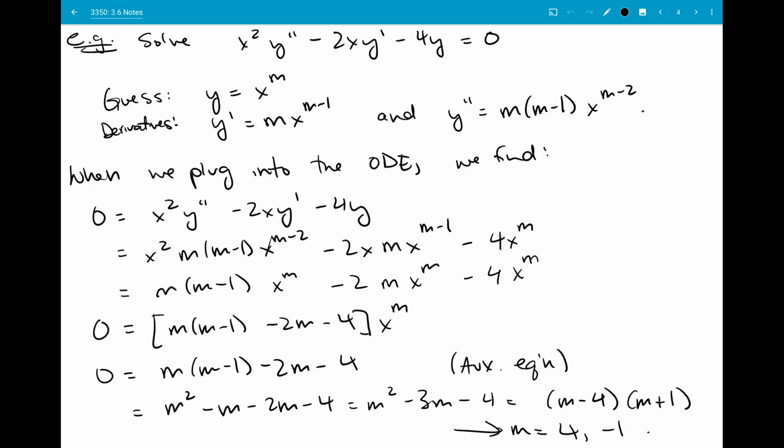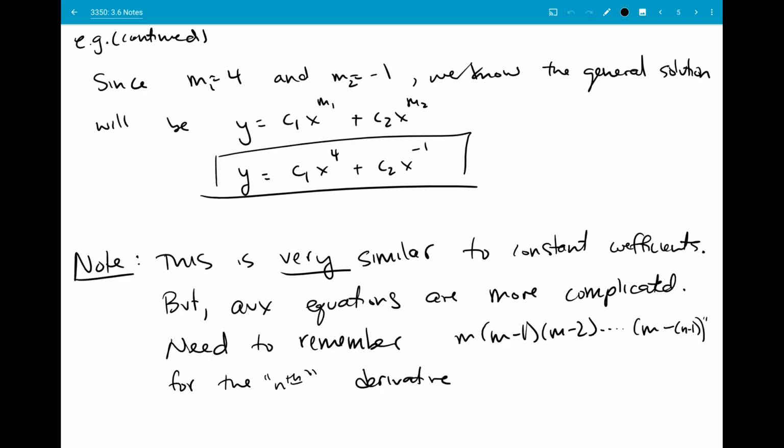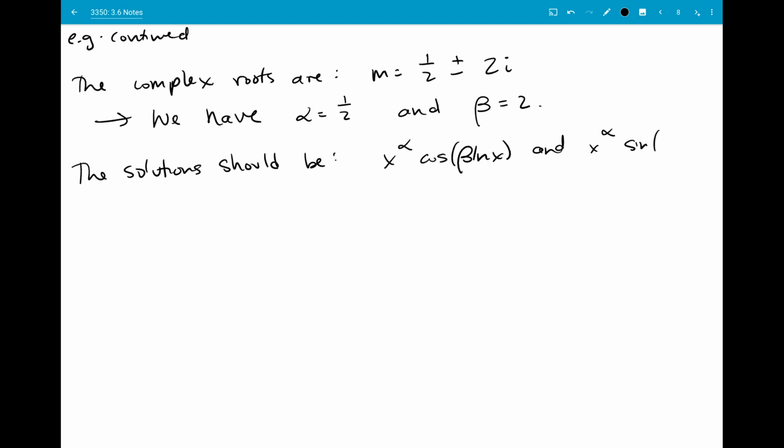And the reason we break those apart is because those two different parts show up in our solution. The alpha is the part that looks like what your solution usually does, and then the beta is the part that goes inside of the cosine and sine functions. So our rule says the solutions should be x to the alpha cosine of beta natural log x and x to the alpha sine of beta natural log x. That's just the rule for complex numbers when we're solving this Cauchy-Euler type problem. So for us, that's going to be x to the 1/2 cosine of 2 natural log x and x to the 1/2 sine of 2 natural log x.